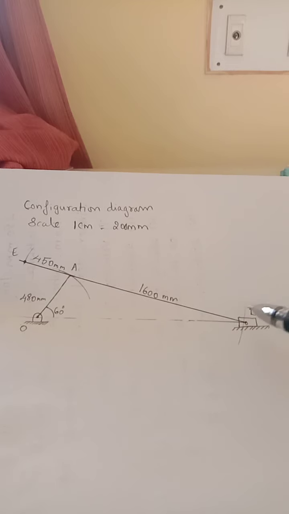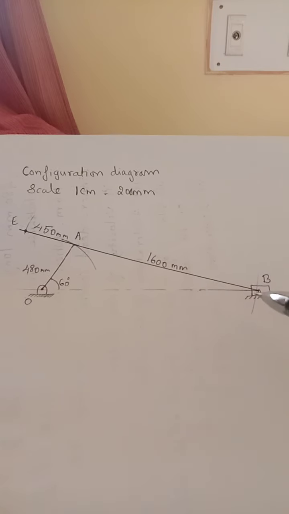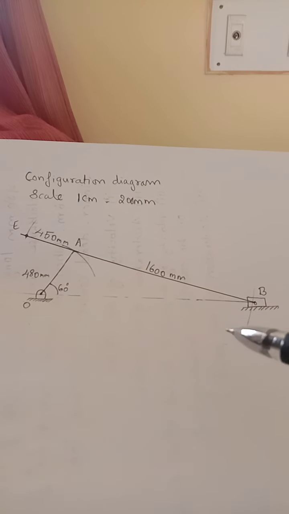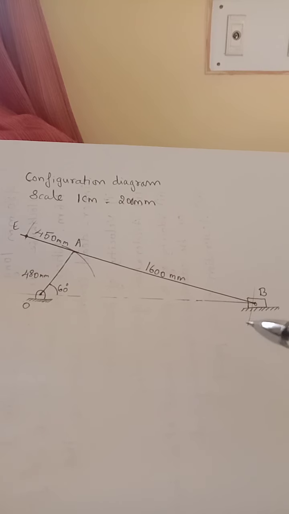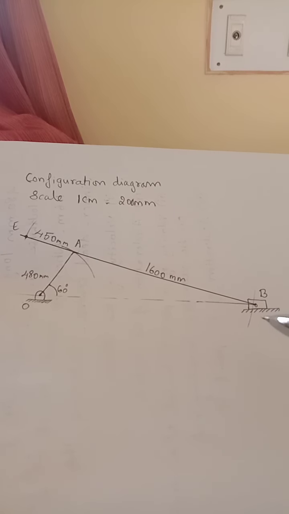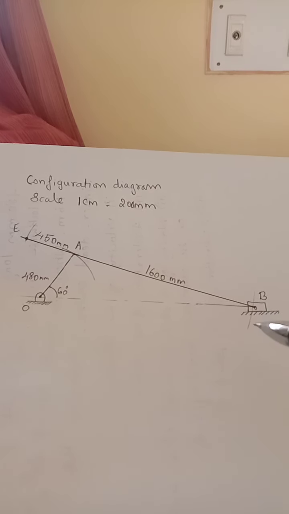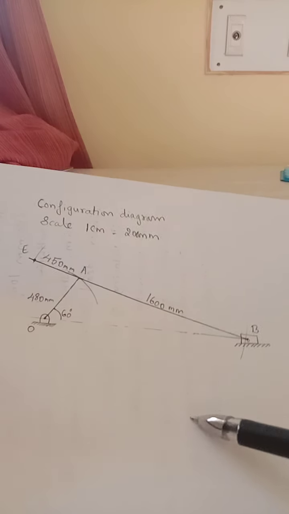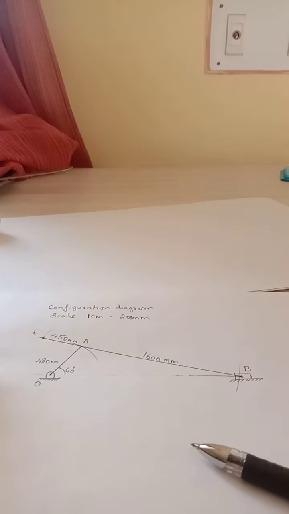Okay, so here we have the B slider. So this construction has to be made first. Geometrically we have to construct this configuration diagram. Okay, so using this configuration diagram, next we will go for velocity analysis, and later on acceleration analysis.